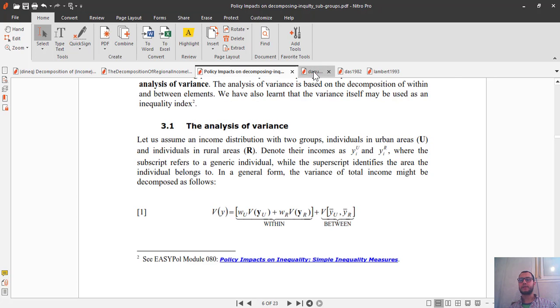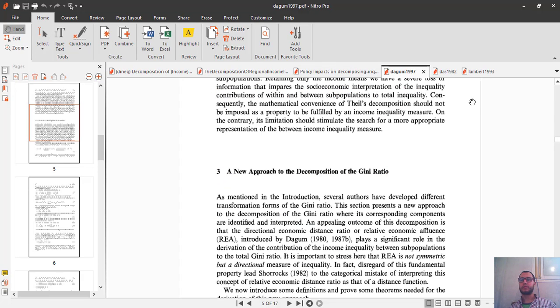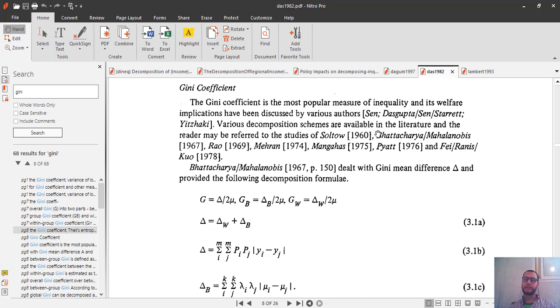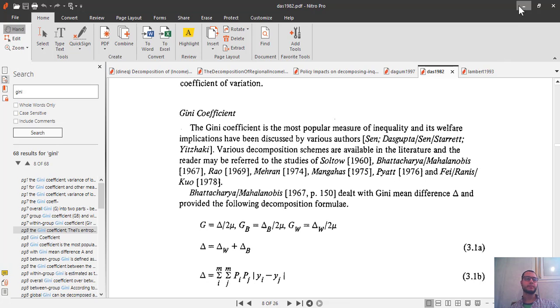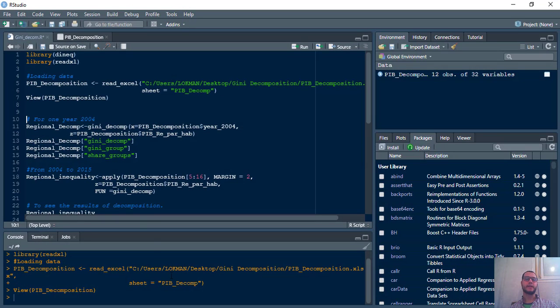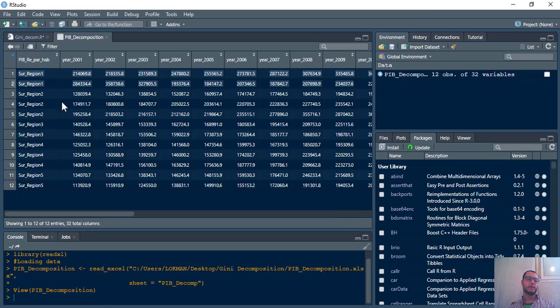So I will stop here for this demonstration, and I will focus on the analysis. So this is my data. I have 12 regions and 5 sub-regions. Each sub-region contains a region.